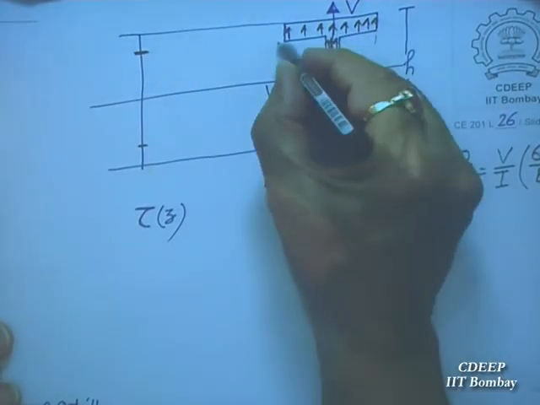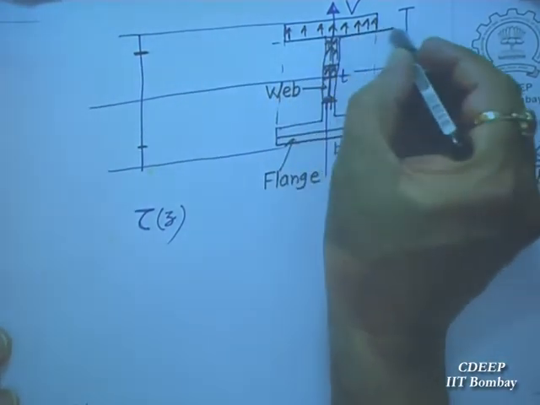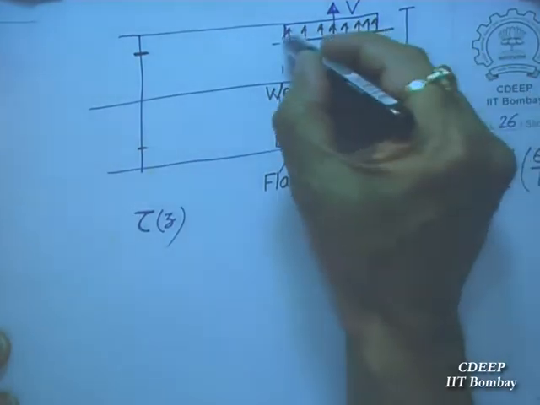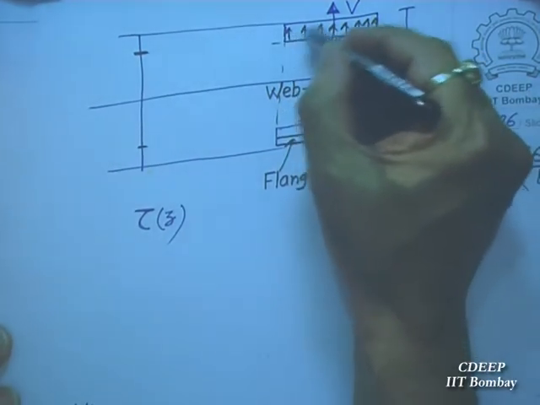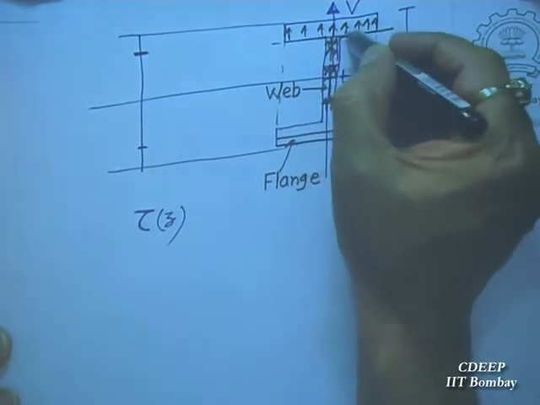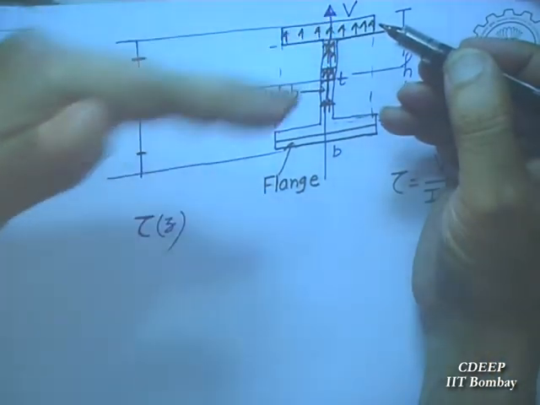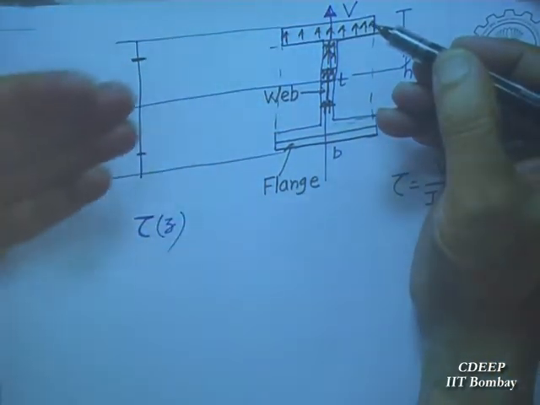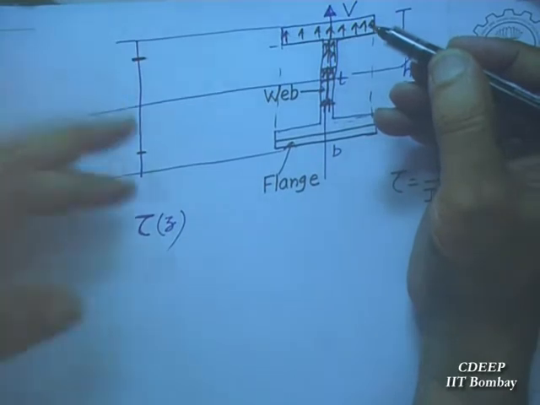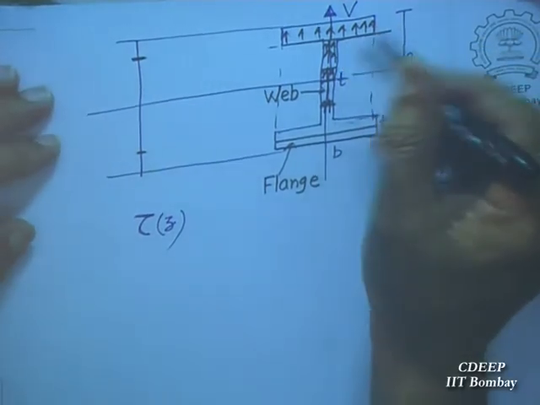Supposing I am here, I take my Z here. So I will have to take Q. I will have to find out Q for which area? Area above that line. What is Q? First moment of the area above that line.